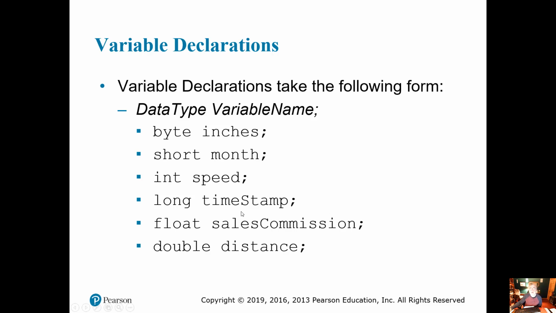And again, look at how, like here we have timestamp. The general practice is you take 2 words, you put them together. There's no spaces in variable names. The first word is lowercase, and all the following words are uppercase. So here, timestamp, T is lowercase, S is uppercase. Sales commission, S is lowercase, C is uppercase, and that's kind of the standard way of writing variable names.